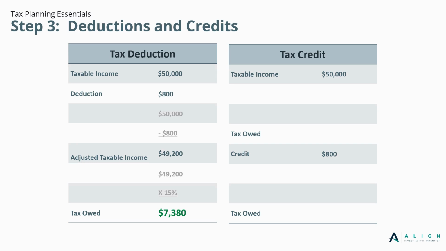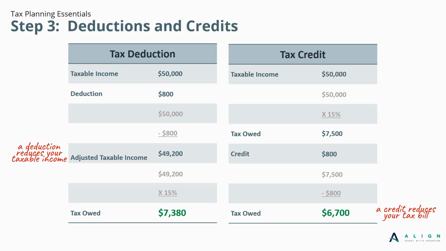The deduction reduces your tax bill by $120. On the other hand, a credit reduces your tax bill dollar for dollar. So an $800 tax credit saves you a full $800 in taxes, reducing your tax bill from $7,500 to $6,700. You can see that the credits are more valuable than deductions. A primary focus of tax management is making sure you're getting as many credits and deductions as you can.